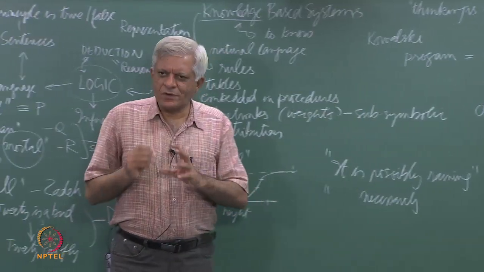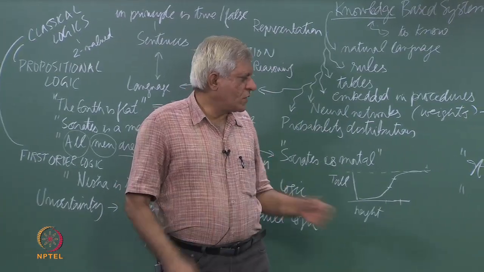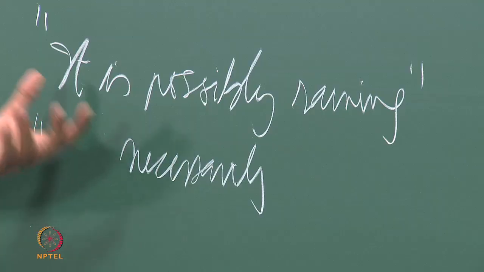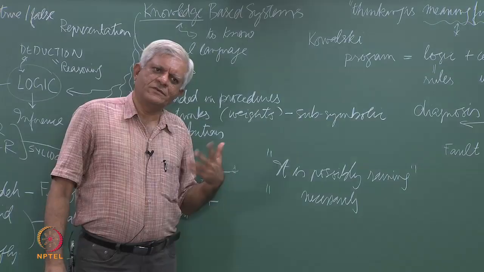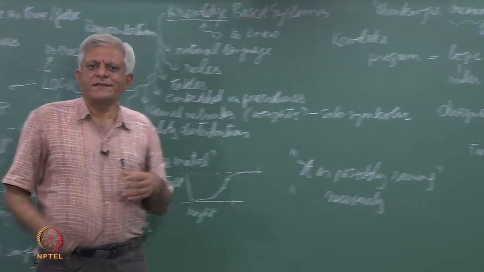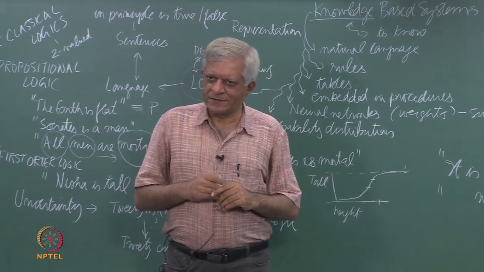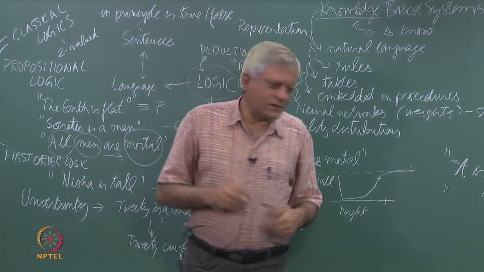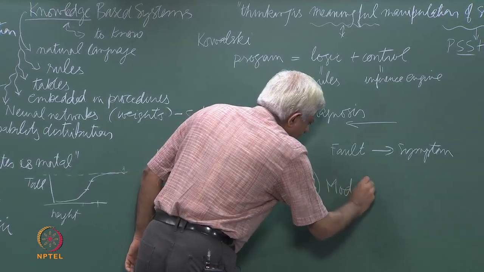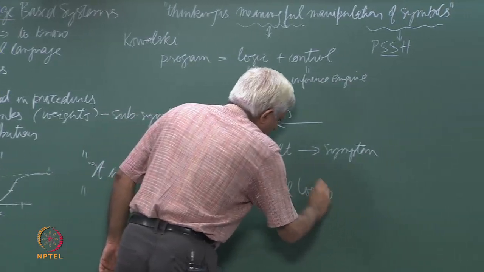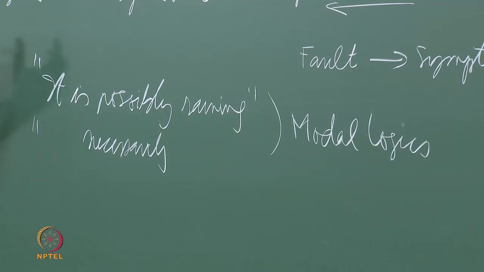So, in fact, there is a whole logic which is devised to talk about statements of necessity and possibility essentially. So, for example, you might say in diagnosis that it is possible that he has malaria essentially, and these logics which are called modal logics allow one to talk about statements like this essentially.